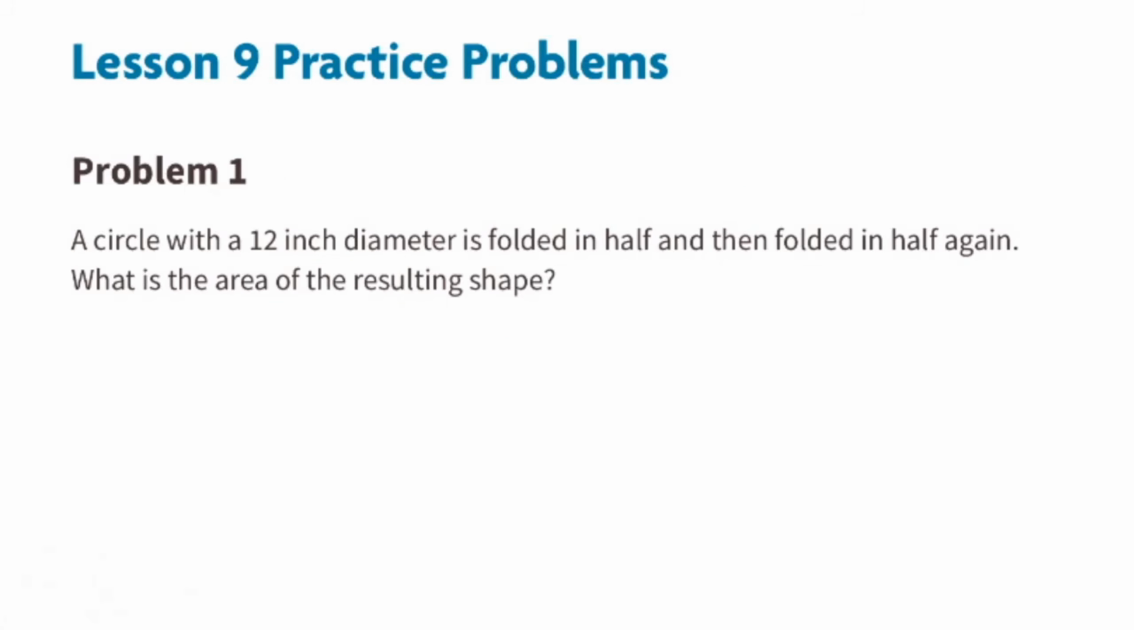7th grade, open up resources, Illustrative Mathematics. Unit 3, Lesson 9, Applying Area of Circles. Problem number 1. A circle with a 12-inch diameter is folded in half and then folded in half again. What is the area of the resulting shape?